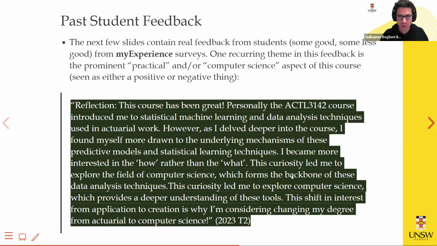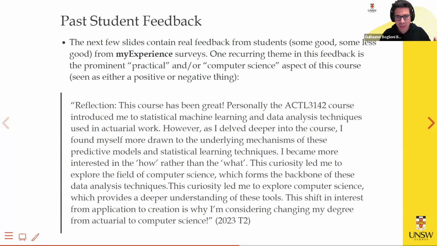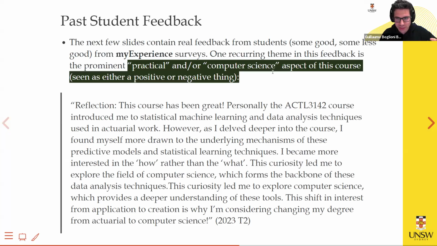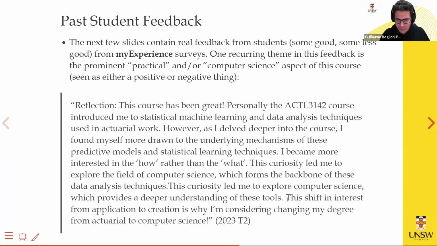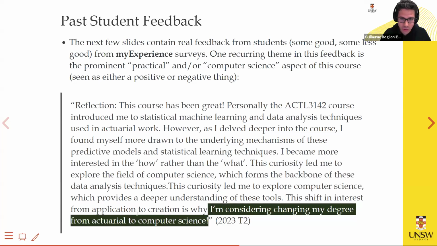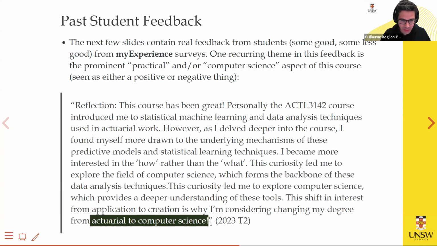I'm not going to read the whole thing, but very positive about the practical computer science, programming aspect of the course. You can read this, but the conclusion was: this shift in interests from application to creation is why I'm considering changing my degree from actuarial to computer science, right? So they really enjoy the coding aspect. Okay, I don't know how happy my boss would be to know that we're losing actuarial students to computer science. But anyway, they were very positive.